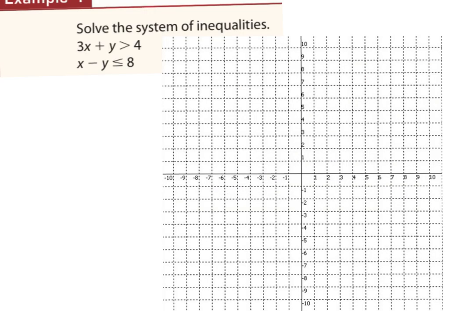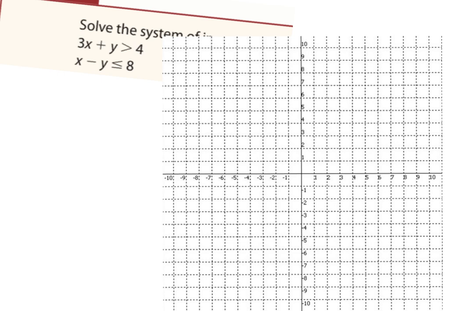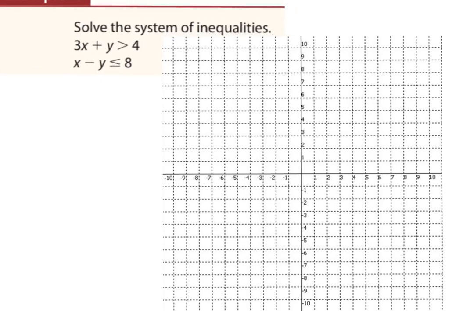Look at this first one. They want us to solve the system of inequalities. Just like my systems of equations, I'm actually going to take this and put it in slope-intercept form. So for this first one, I'm going to move that 3x over to the other side, getting y is greater than negative 3x plus 4. And for this second one, I'm going to move the x over. That gives me negative y is less than or equal to negative x plus 8.